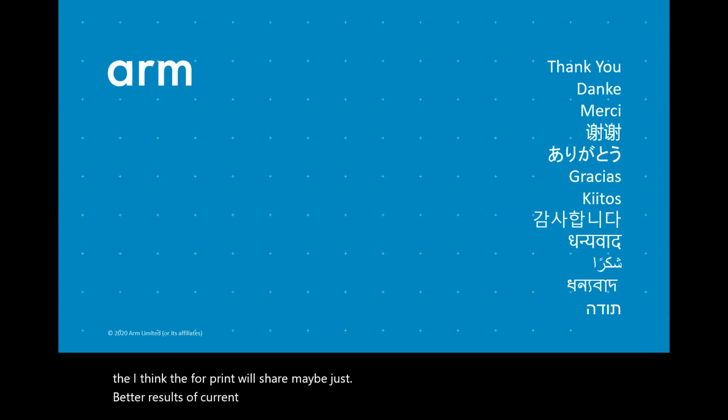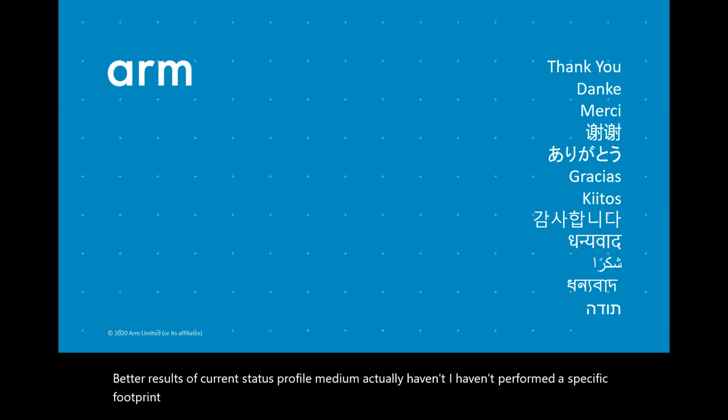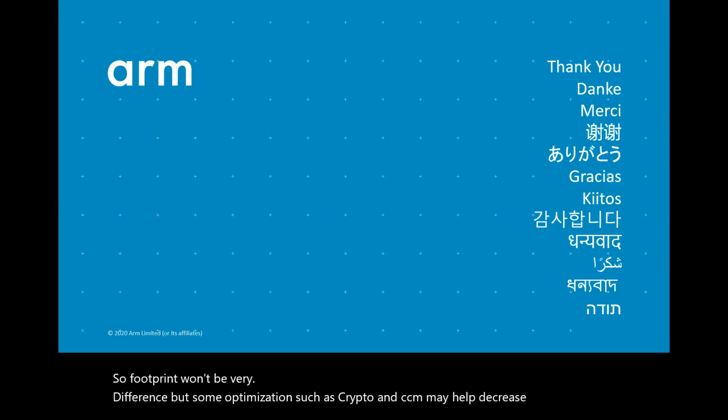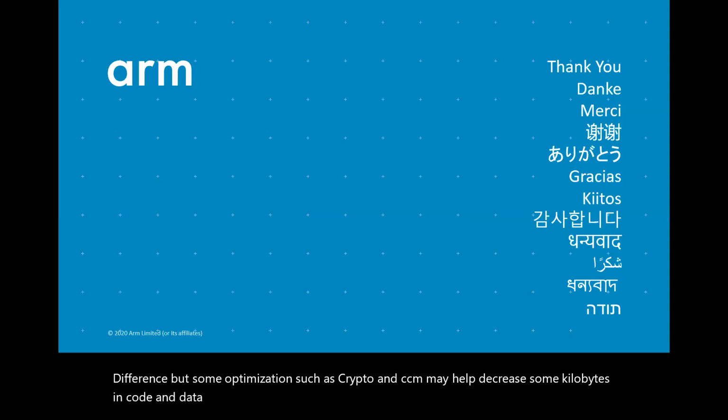For profile media, actually, I haven't performed specific footprint profiling because most of the features are the same as the existing configuration of PSA TFM isolation level 2 config. So the footprint won't be very different, but some optimizations such as crypto and CCM may help decrease some kilobytes in code and data. Yeah, so I can work on that to share some data on the profile media footprint.